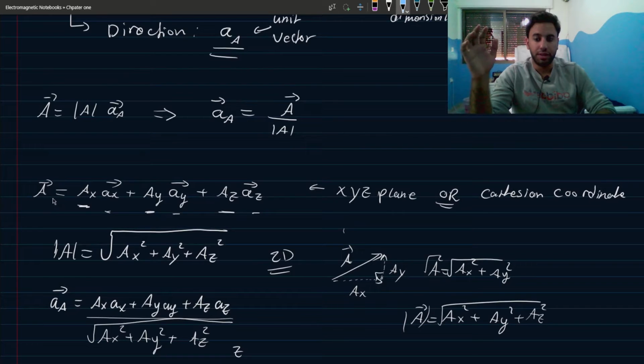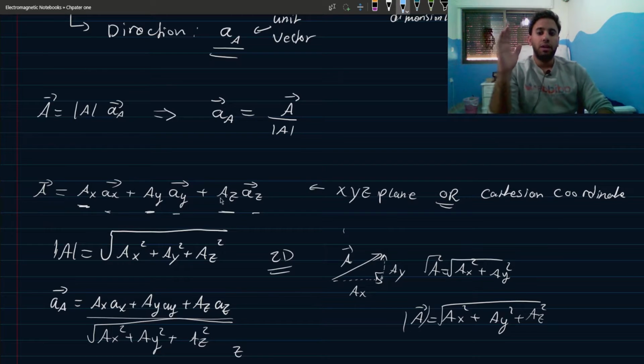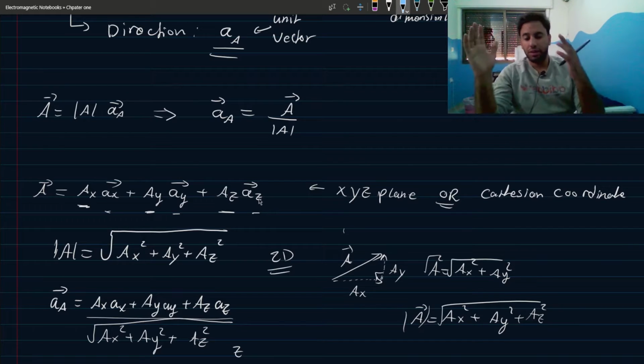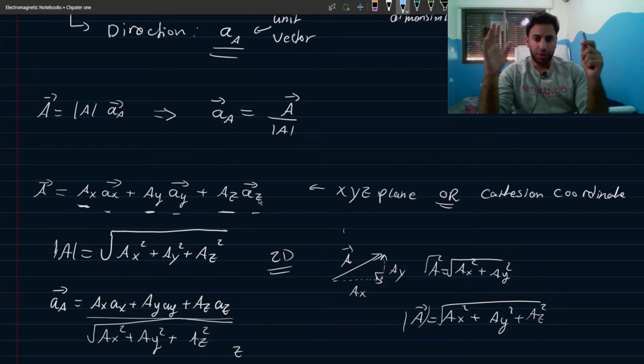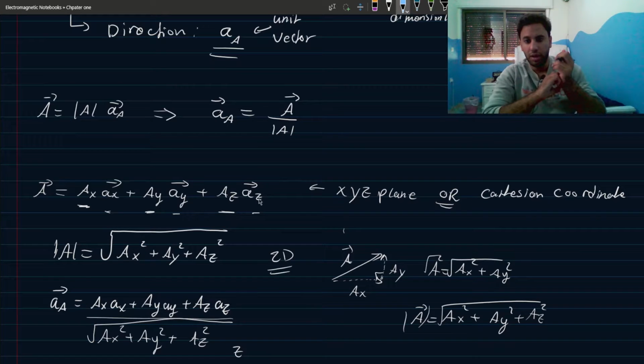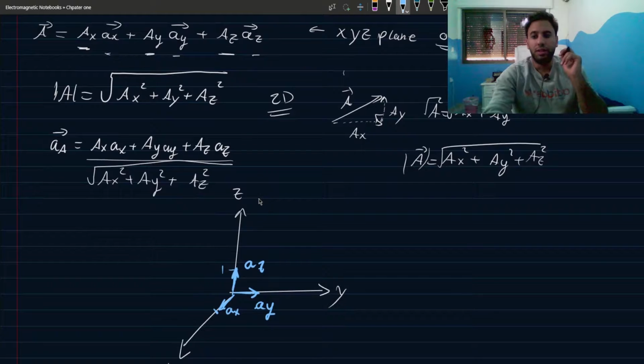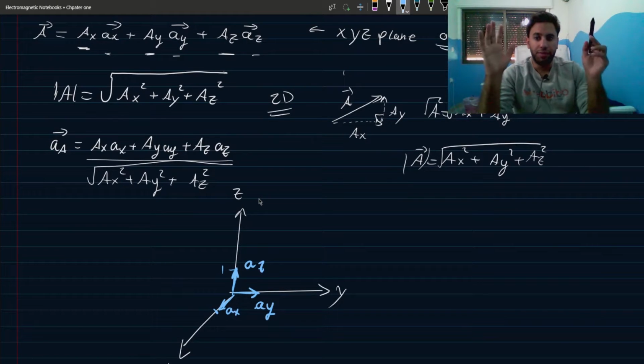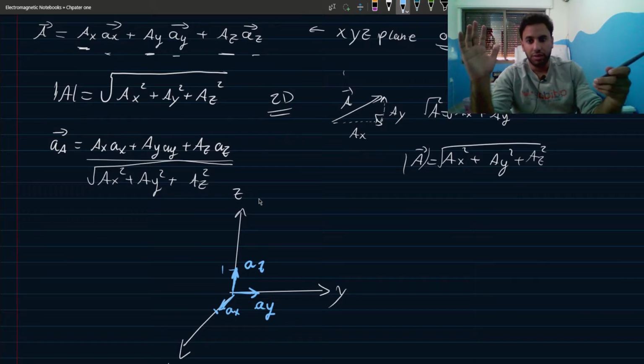We also represent the vector as equal to the component AX multiplied by the X unit vector plus the component of the Y direction multiplied by the Y unit vector plus the Z component multiplied by the Z unit vector. And to get the magnitude, you take the square root of the sum of each component squared. And to get the unit vector, you divide the main vector by the magnitude.